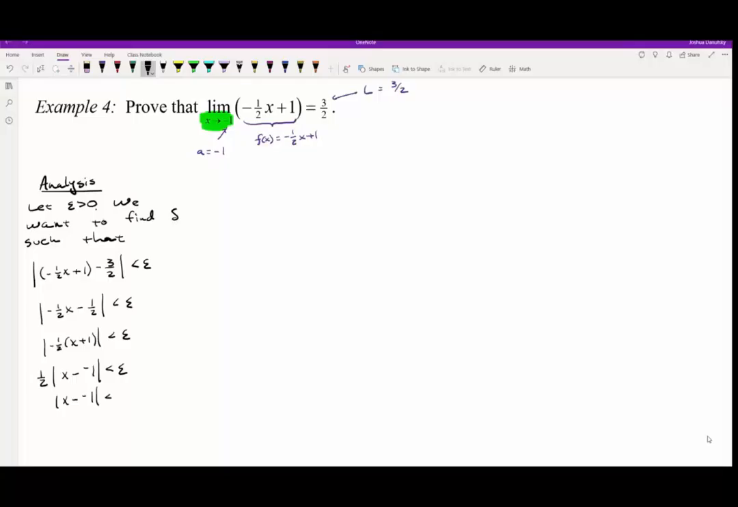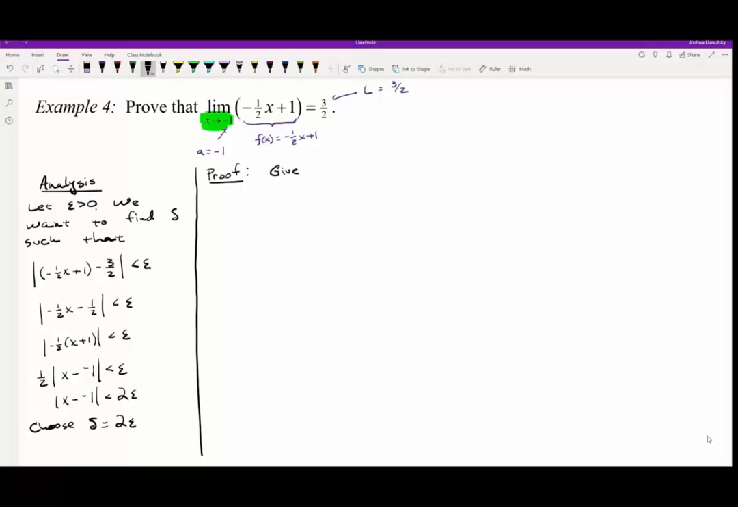Multiplying both sides by 2. And so now we have the value that we're going to use for delta. So choose delta equal to 2 epsilon. And that's our analysis. So now we're going to go on to the proof. And just as above, we're going to write all the same words. We're just going to fill in the different information for this particular problem.